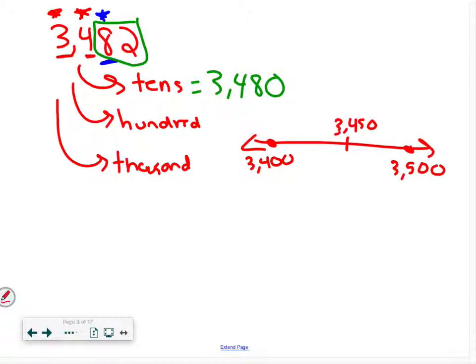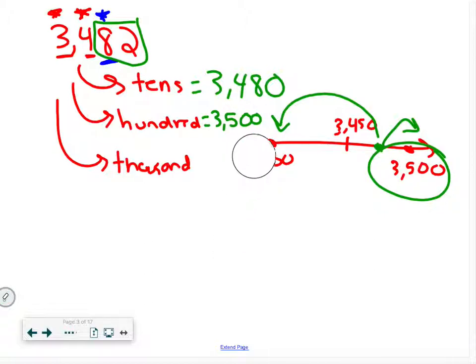I have my number line. Now I need to plot where 3,482 would go. Well, I know that 82 is bigger. 482 would be closer up here. So this time I'm noticing that my number is actually closer to 500 than it would be to go all the way back to 400. So my answer here would be 3,500.